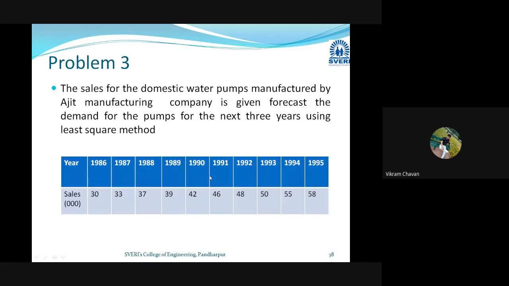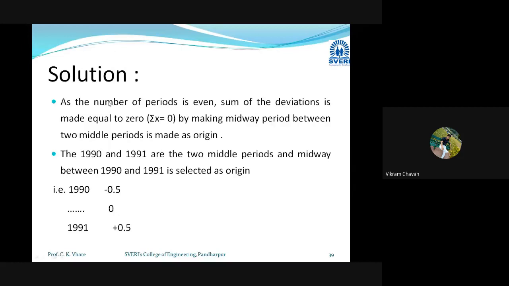Okay, the period between 1990 and 1991 we have to consider as the origin period, and accordingly we have to give it zero deviation. Now, as the number of periods is even, the sum of the deviation is made equal to 0. We need to get summation of x equal to 0.